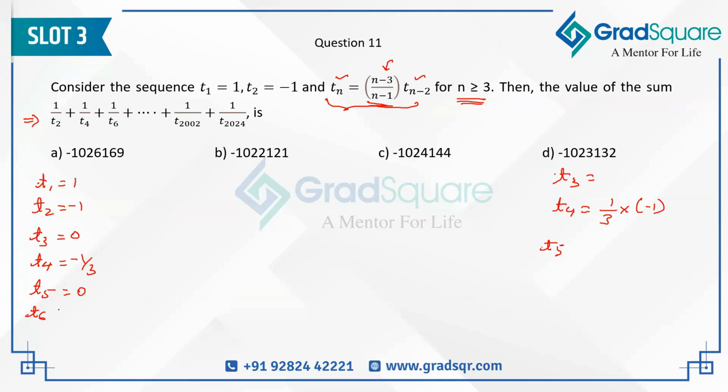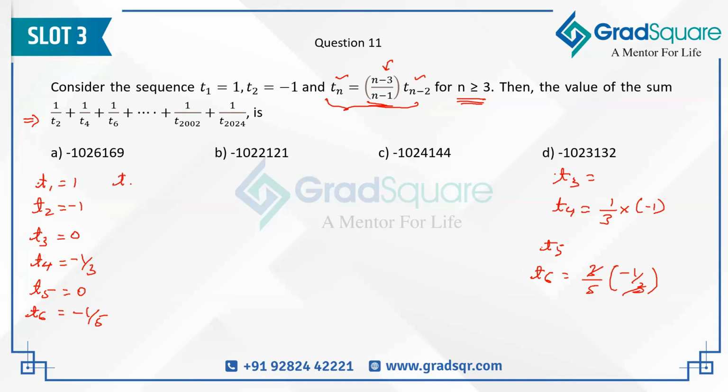Let's try to find out what T6 is. T6 is going to be 6 minus 3, which is 3, divided by 6 minus 1, which is going to be 5, into T of 6 minus 2, which is T4. And T4 was turning out to be what? -1 by 3. So you multiply this by -1 by 3, and it will become -1 by 5. Now there looks like some kind of a pattern. With T4, you are getting -1 by 3. T6, 2 more in the denominator, -1 by 5.